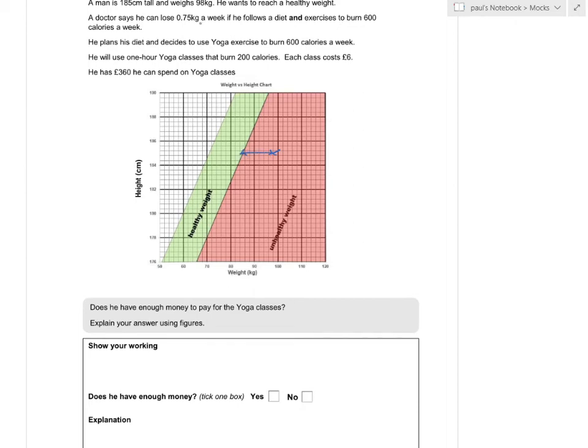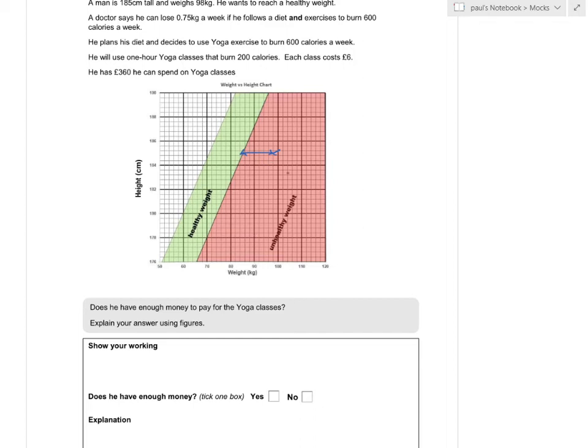The doctor says he can lose 0.75 kilos a week if he follows a diet and exercises to burn 600 calories a week. He plans his diet and uses yoga to burn 600 a week. Okay, he uses 1 hour classes. So let's find out how much he's going to lose first.